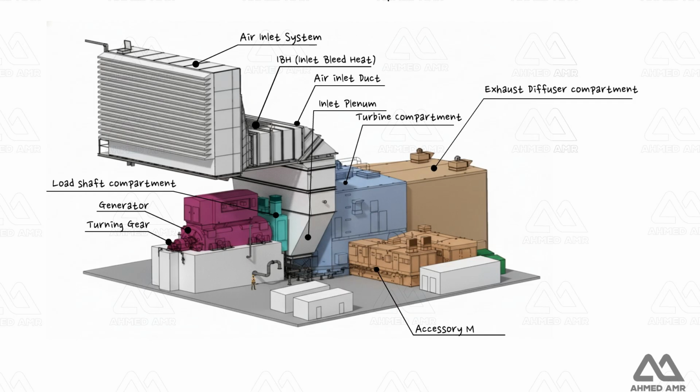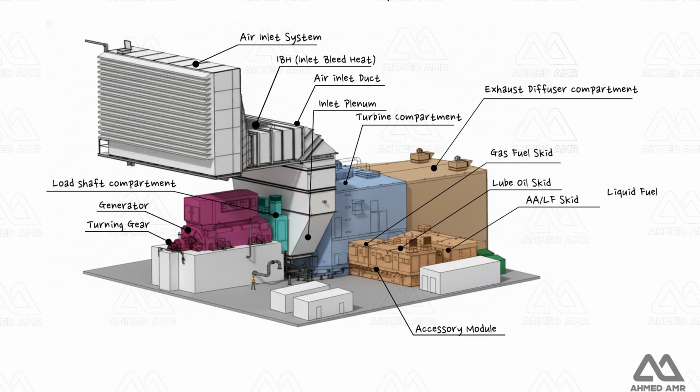This is the accessory module, and it consists of two separate parts, the lube oil skid and the gas fuel skid. Their base is the oil tank, which is the source of all the oil required by the unit. Here is the liquid fuel and atomizing air skid, two sections but not physically separated, one section for liquid fuel equipment and another dedicated to the atomizing air.